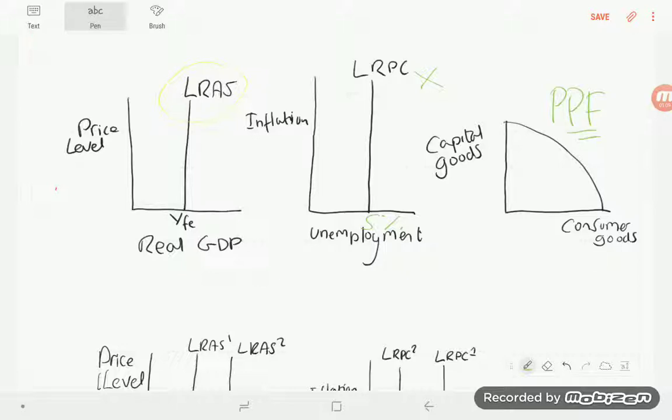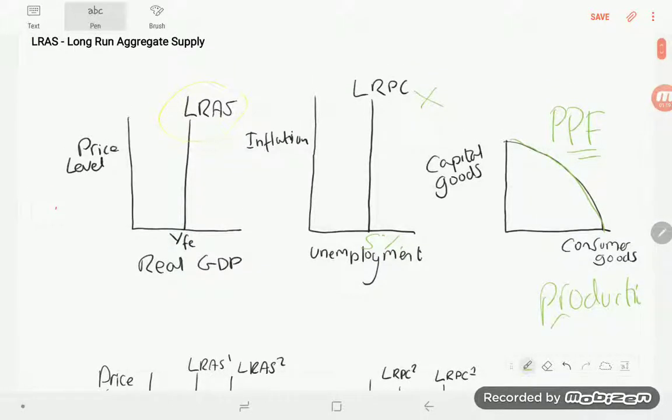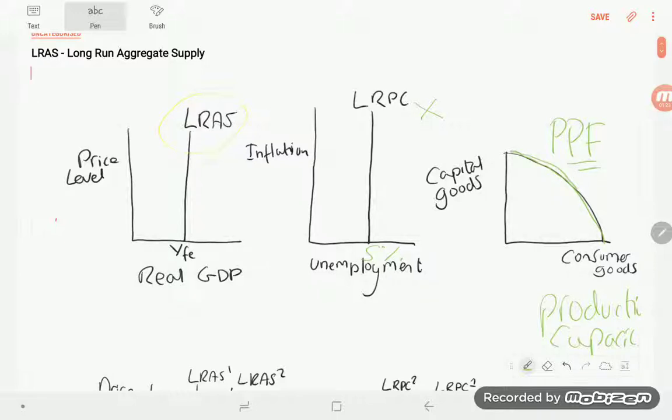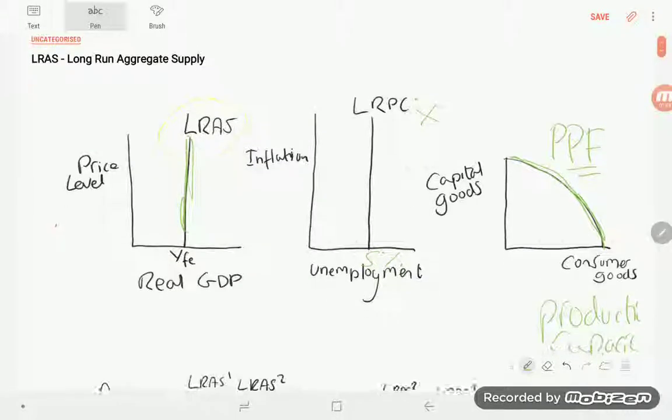So, obviously on the PPF, this shows our maximum potential, our productive capacity. And the productive capacity is the same here as it is here. Okay. The long run Phillips curve here will be explained, as I say, later on in the video.